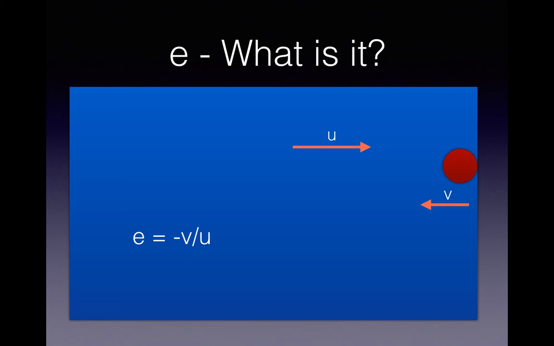It's a measurement of how the velocity changes when an object rebounds off another object. You'll notice there's a minus in front of the v, and that's accounting for the fact that u and v are in opposite directions, so there's a sign convention that needs to be adhered to.